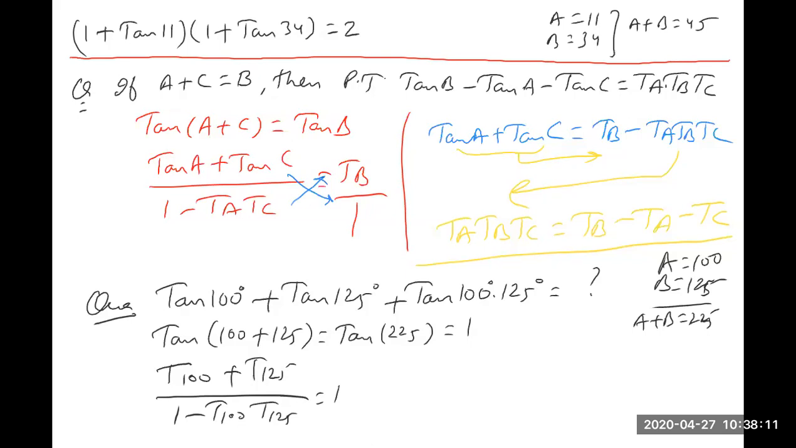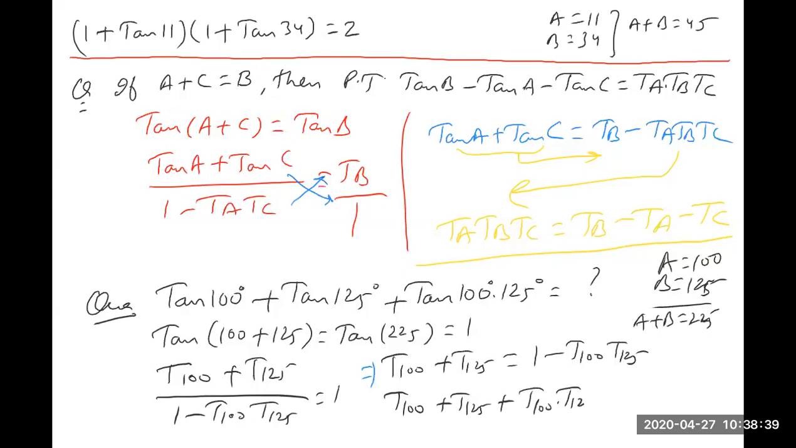If you simplify, cross multiply, you will get the answer. Next step will be tan 100 plus, yes, 1 is correct. So we'll get tan 100 plus tan 125 is equal to 1 minus tan 100 tan 125. Transfer the term. So tan 100 plus tan 125 plus tan 100 into tan 125 is equal to 1. So you can see these problems you can solve very easily with the help of these concepts.